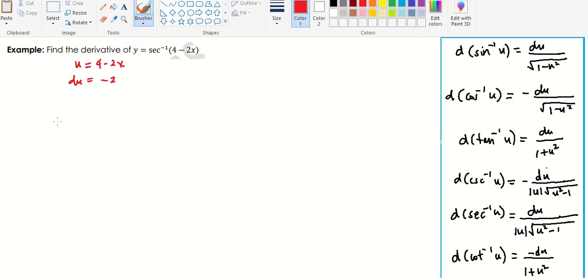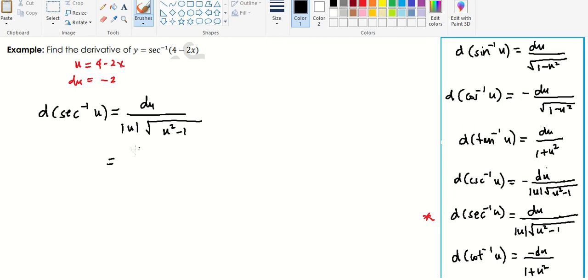Now, what formula are we going to use? So since this is arc secant, ito po yung gagamitin natin. So we have the derivative of arc secant u is equal to du over the absolute value of u times the square root of u squared minus 1.